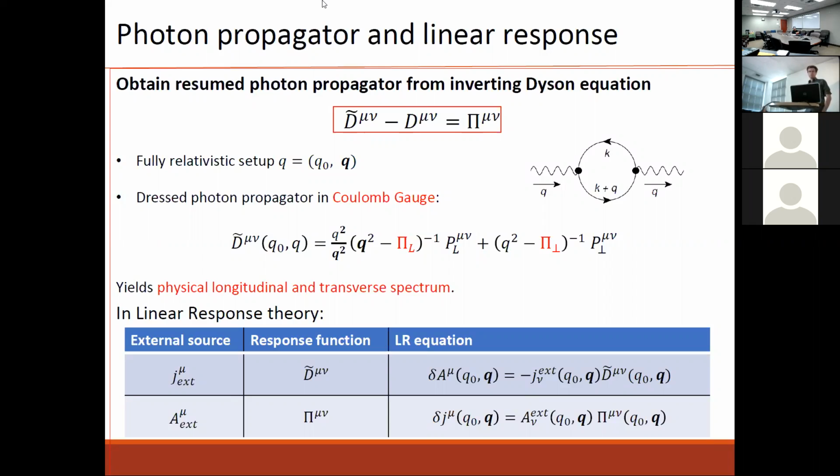People usually calculate the response functions in the framework of linear response theory. So it's worth pointing out what these objects D and Pi actually are from the point of view of linear response. If I apply an external current to the system, then the response function is the dressed propagator. If I apply an electromagnetic field, then the response function is the photon polarization tensor. From these two definitions, you can get back to this definition of the self-energy of the photon. But this is what they mean in linear response theory.